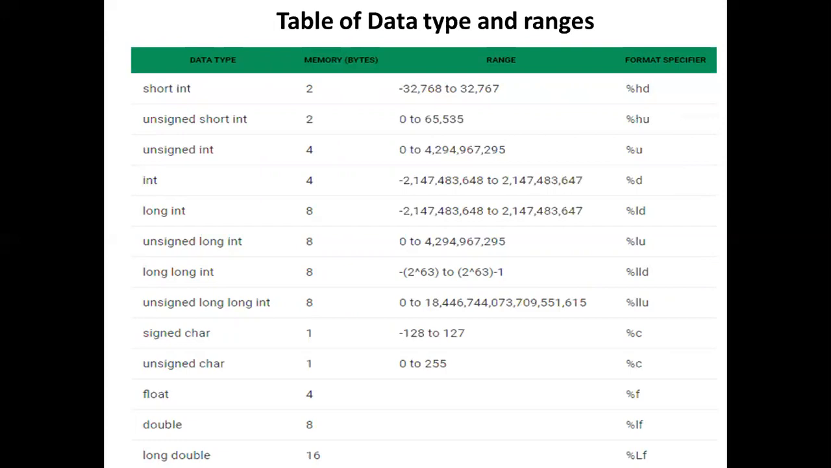In the third column, we have ranges. For signed char, range is -128 to 127. For unsigned char, range is 0 to 255. In the last column, we have format specifier. Whenever we want to print a variable value, then we use format specifier. For example, if you want to print an integer type variable, then you will use %d. Okay. And if you want to print a character, then you can use %c.